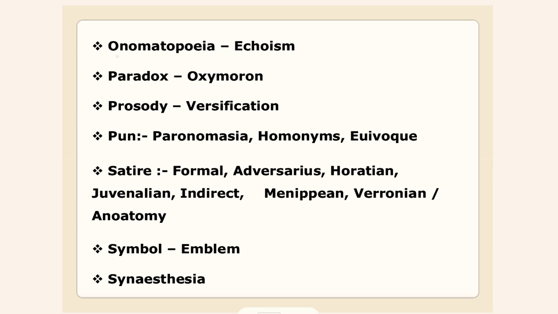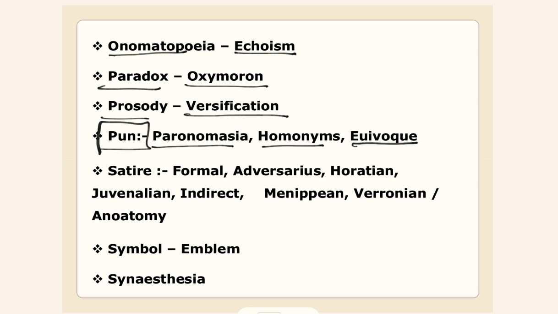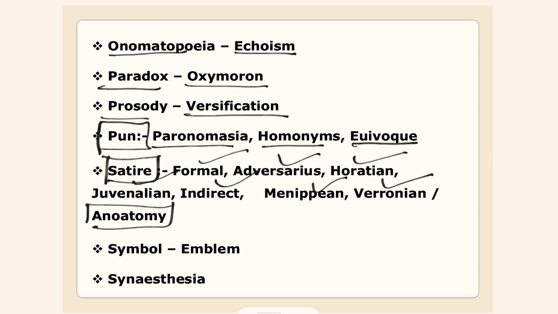And some sound systems like onomatopoeia, echoism, paradox, oxymoron, prosody, versification, pun, playing with words, paronomasia, homonyms, evoke, satire. Let's see what are the different types of satire. Formal satire, adversarial satire, Horatian satire, Juvenalian satire, indirect satire, Menippean satire, Varronian anatomy of satire. So this is a very important term. Symbol means emblem. Synesthesia. So let's see how this term is associated with poetry.